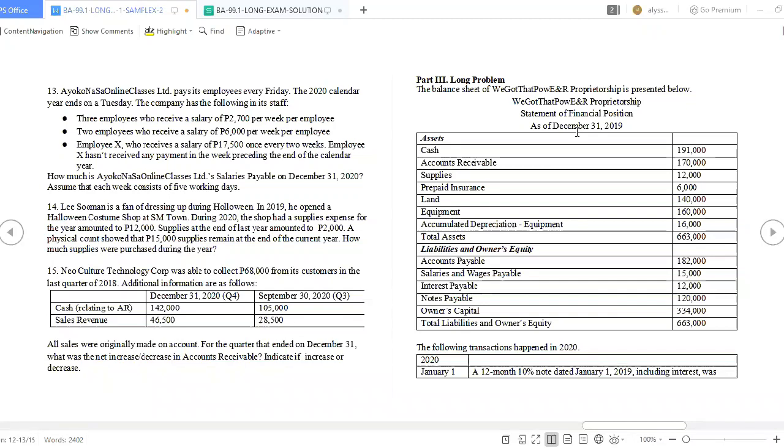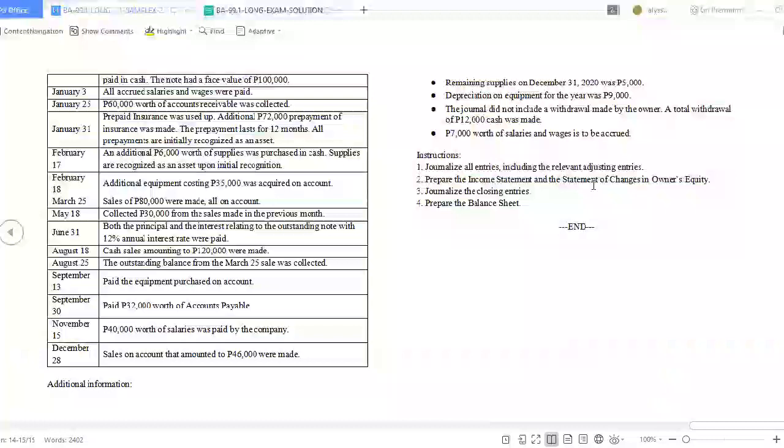So what we have here is the statement of financial position as of December 31, 2019. We have the assets, liabilities, and owner's equity, and then we have here the transactions that happened in 2020, and additional information. What we're tasked to do is first, journalize all entries including adjusting entries; second, prepare the income statement and statement of changes in owner's equity; third, journalize the closing entries; and last, prepare the statement of financial position. So first things first, journalize all entries.